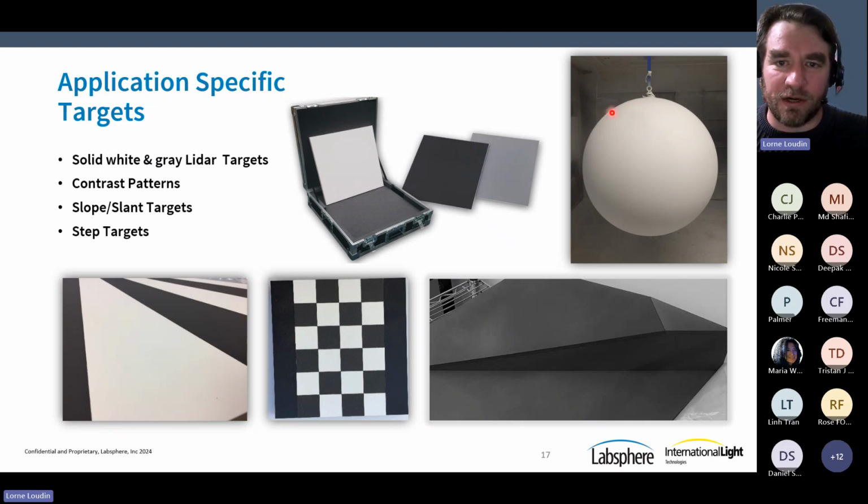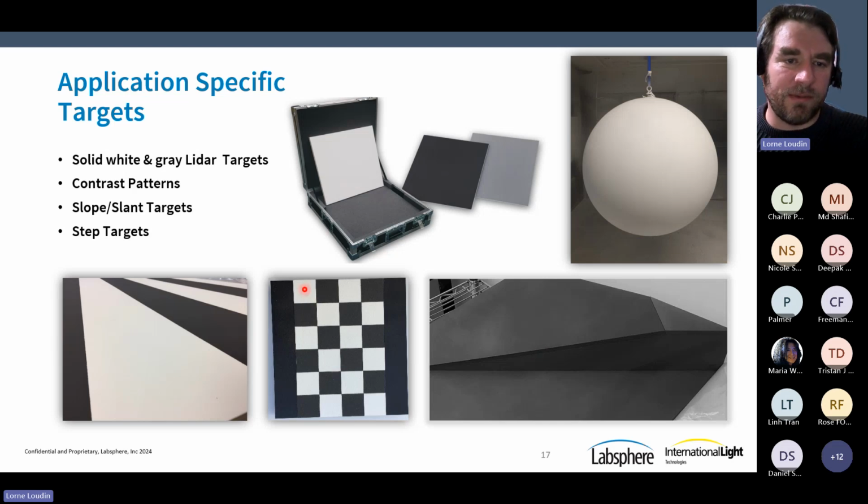But yeah, so anyways, we see a lot of different application specific targets, right? Where people want to understand how light behaves off of a curved surface. And so, like at LabSphere, we can coat many different things with our materials. We've coated this 1 meter ball with a Permaflect coating. And slanted surfaces, what people are looking for is how their time of flight, their LiDAR systems are behaving when they come in contact with these varied surfaces.